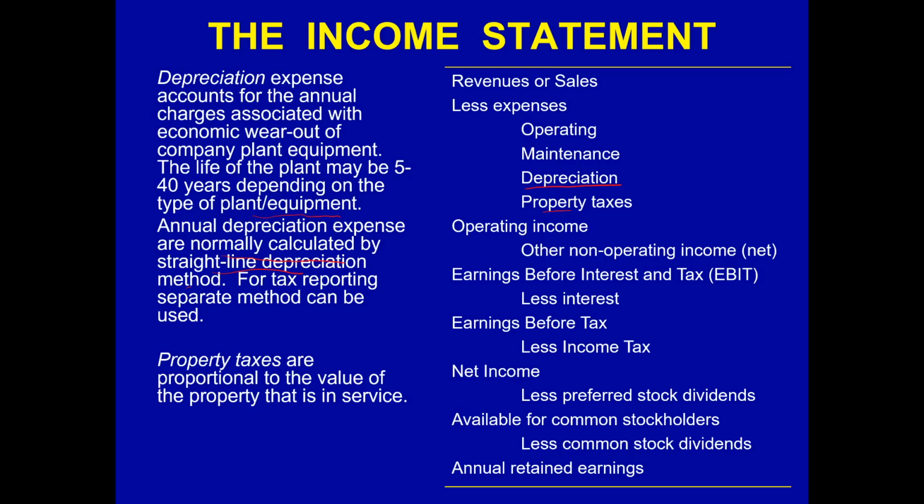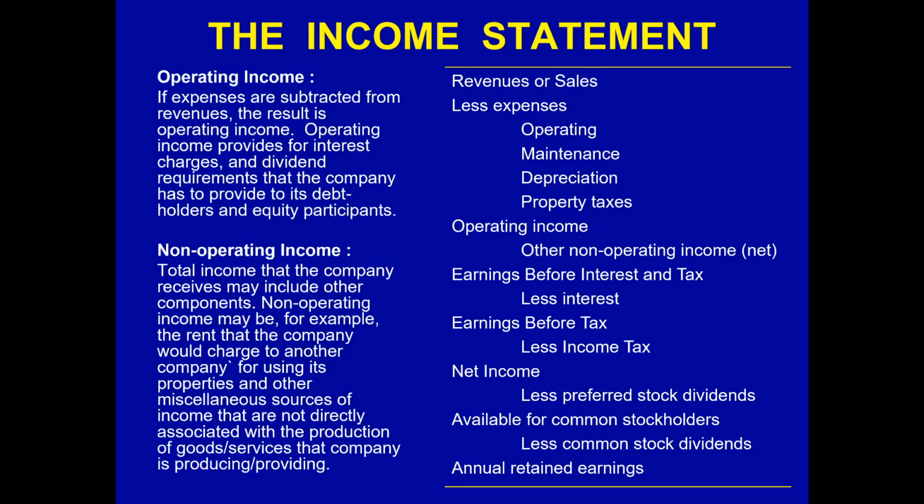The next item is the property taxes, in proportion to the value of the property that is in service. Then we have the operating income. If expenses, these are our expenditures, are subtracted from the revenues, then we get the operating income. Operating income is providing for interest charges and dividend requirements the company has to provide to its debt holders and equity participants.